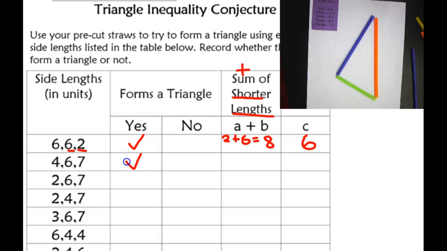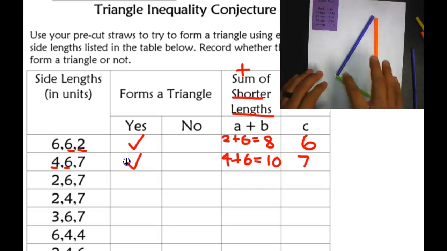So 4, 6, and 7 is a yes. What am I going to add for A plus B? Not 6 and 7. A and B are the shorter lengths. 4 plus 6, right? They're not always in a specific order there. So 4 plus 6 equals 10, and C, the longest side, is 7. All right, let's try another one. Who thinks we're going to have a nah next? Well, let's find out.